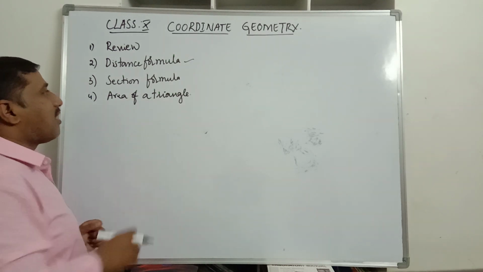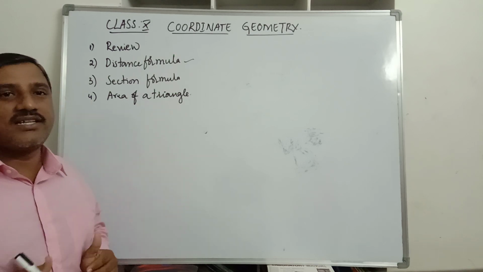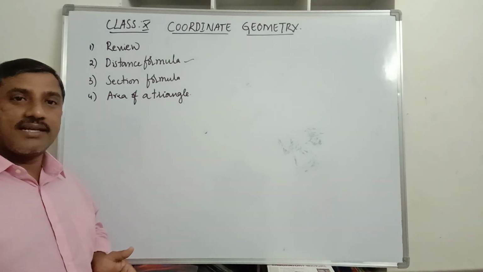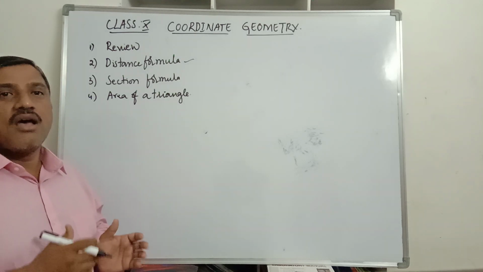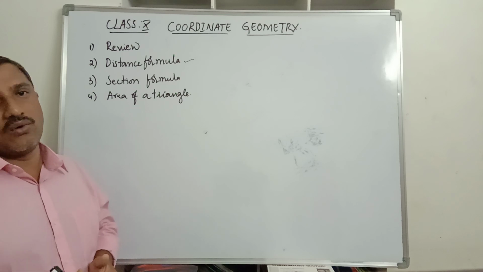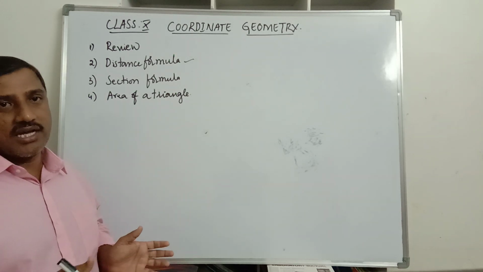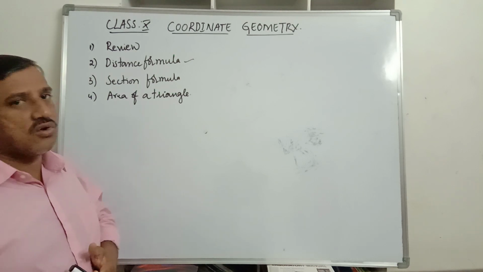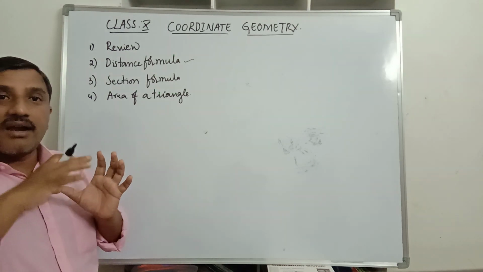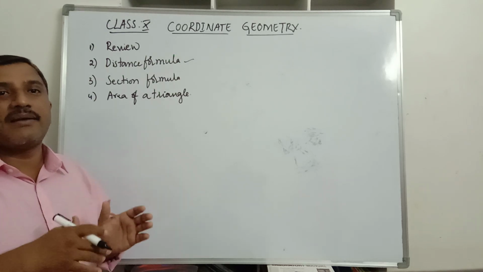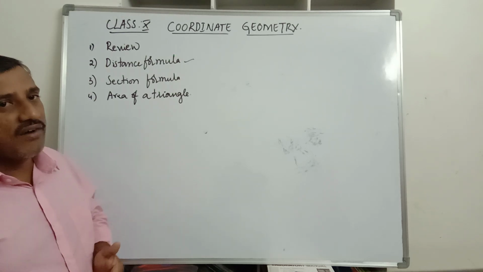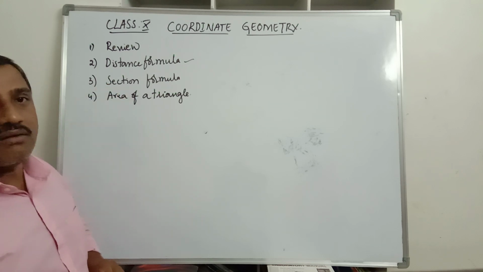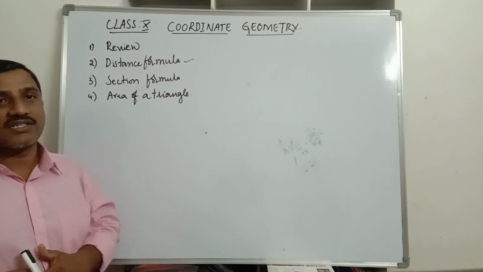The second topic is the section formula. Find the coordinates of a point which divides a line segment in a given ratio. How do we find the coordinates of that point when the line segment is divided by another point? That is called the section formula, and we will study its applications.